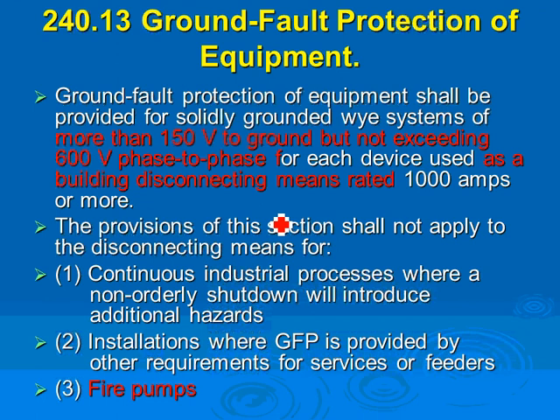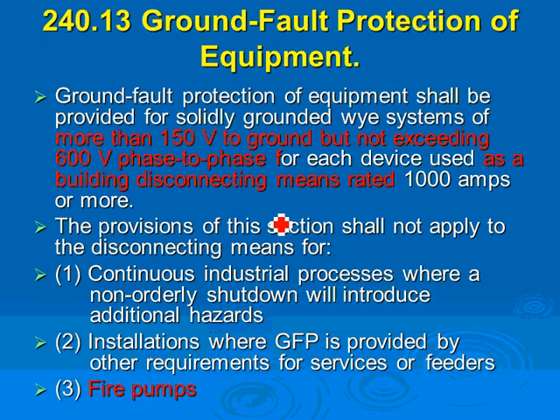So there's ground detection. So 150 to ground, so that will limit you to 480/277, 1000 amps or higher. Then you have to have an overcurrent protection device. The only exception for this is a fire pump. Do you really care if you have a ground fault and your building is on fire? I don't think so. So let the fire pump run, no ground fault on it.